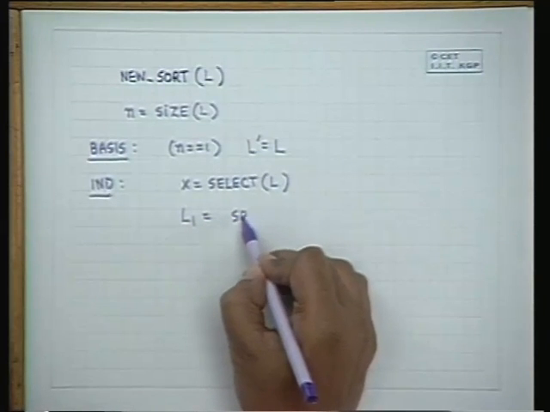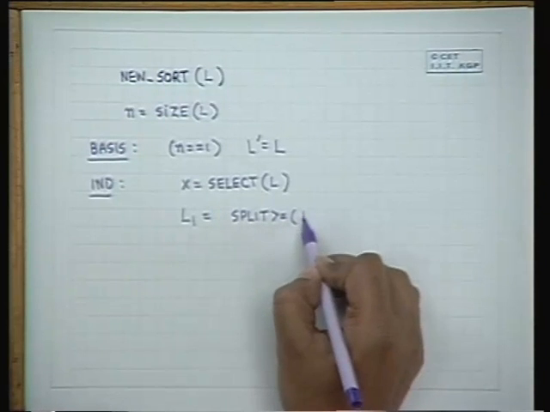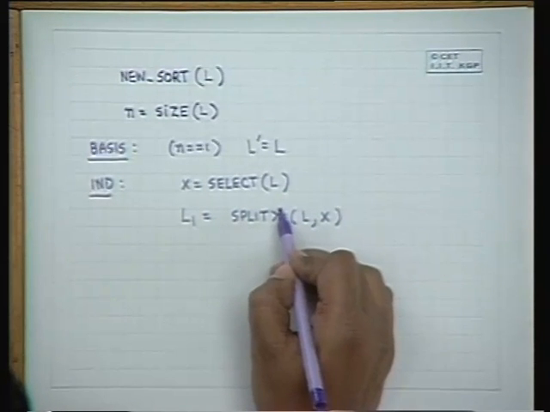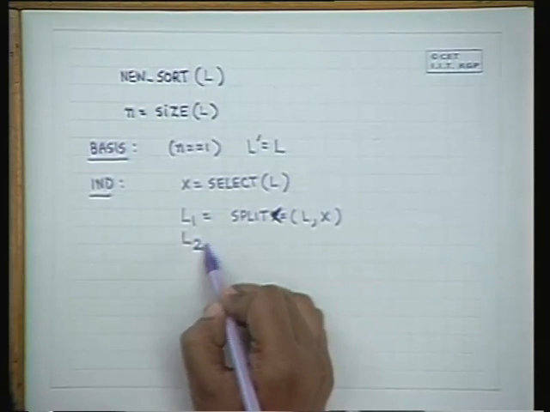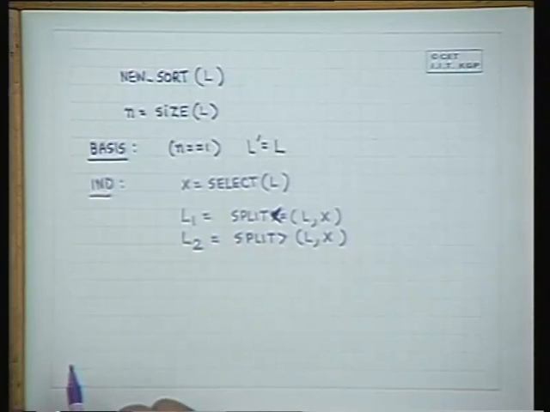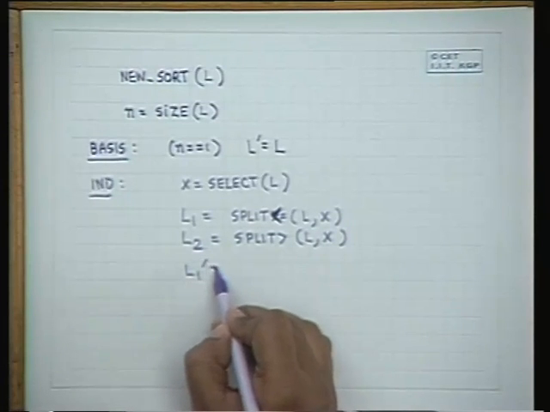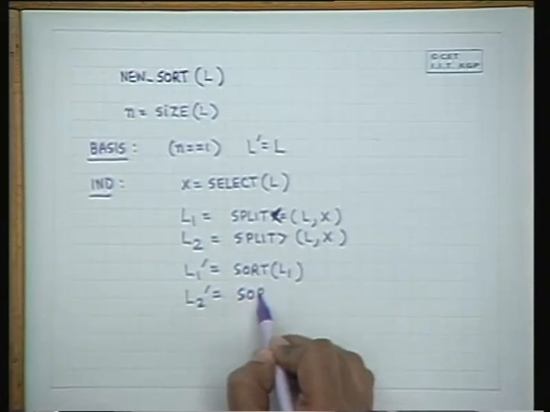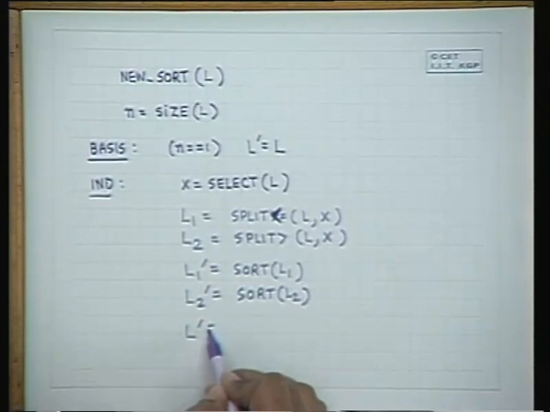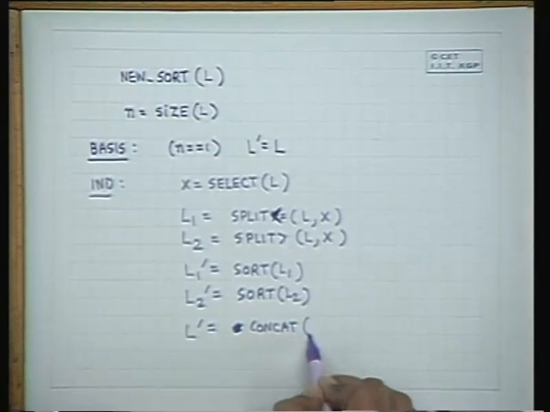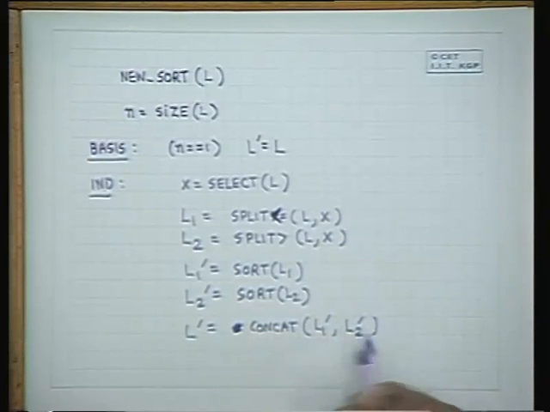L1 is equal to split greater than equal to in L x, or less than equal to, whatever we did. Less than equal to, so we will keep what we did. L2 is equal to split greater than L x, and then L1 dashed is equal to sort L1, L2 dashed is equal to sort L2, and L dashed is equal to just concatenate, or join or append, whatever. We understand what we mean by this.